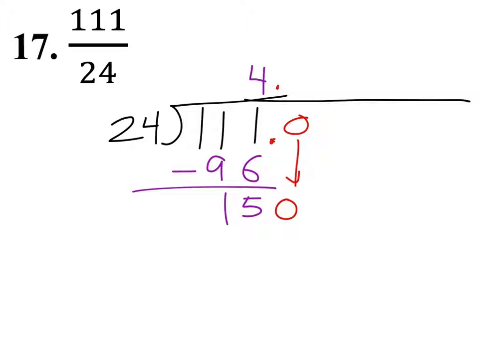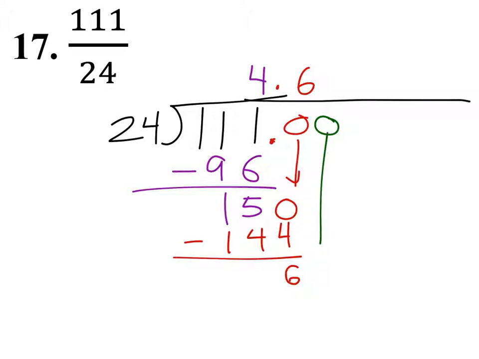150. 4, 5, 6 times. So that would be 144. And when I subtract, I get 6. So I need another 0. 24 will go into 60 2 times. 2 times 24 is 48, which when I subtract, I get 12.